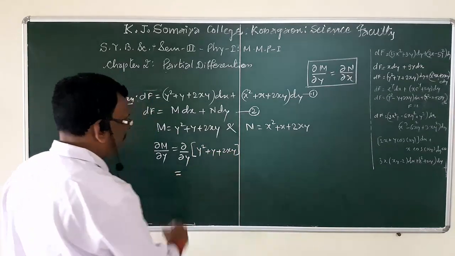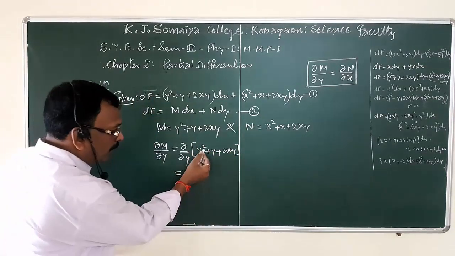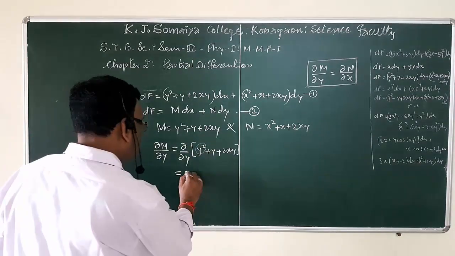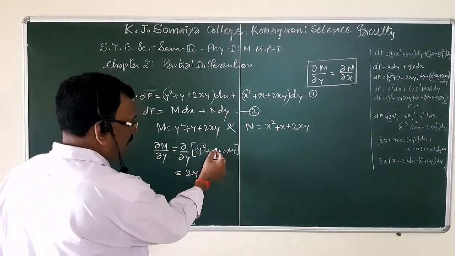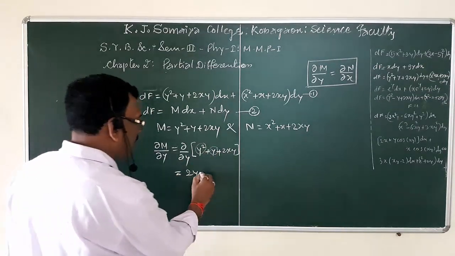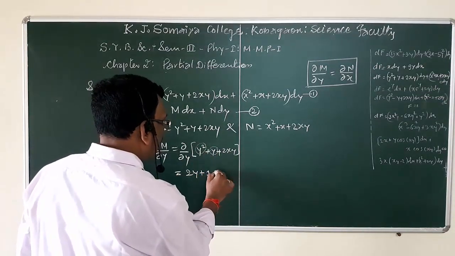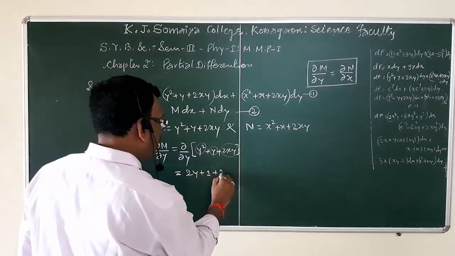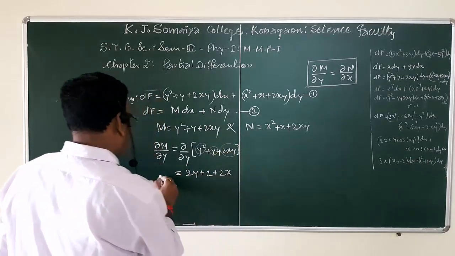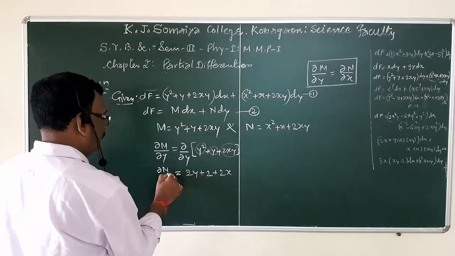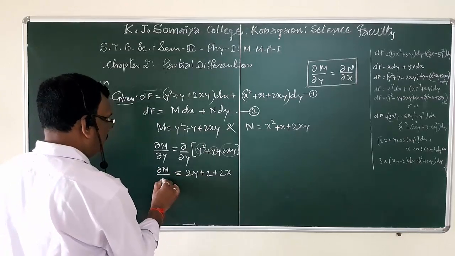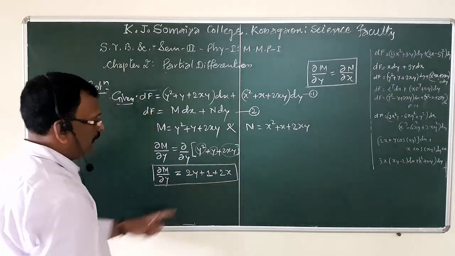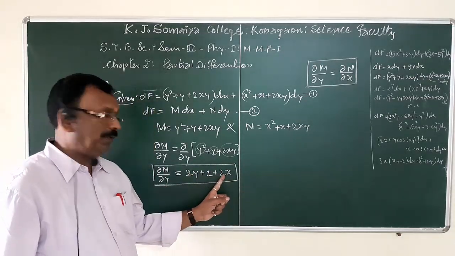Solve this differentiation. Differentiation of y square with respect to y is 2y. Then differentiation of y with respect to y is 1, plus differentiation of the term 2xy with respect to y is 2x. And therefore, the differentiation of m with respect to y, that is ∂m/∂y, is 2y plus 1 plus 2x.